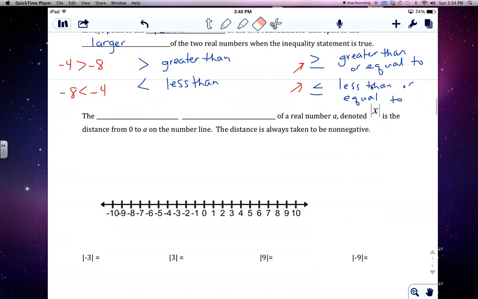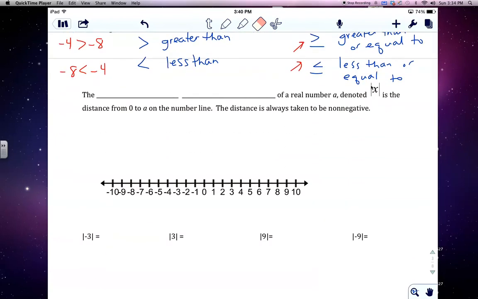The next term we're going to talk about is something called the absolute value. The absolute value of a real number A, denoted with two vertical bars, is the distance from 0 to A on the number line. Distance is always non-negative, which is basically positive. Whenever you're measuring distance, you're always measuring it as a positive value, or a positive number of units.